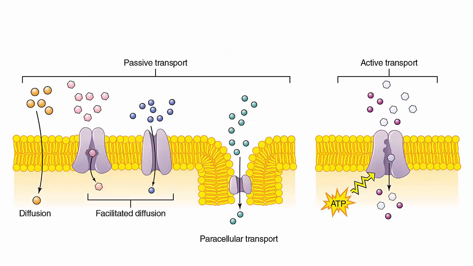This image illustrates the variety of ways that drugs are transported across cellular barriers in their passage through the body. This includes diffusion, facilitated diffusion, paracellular transport, passive transport, and active transport.